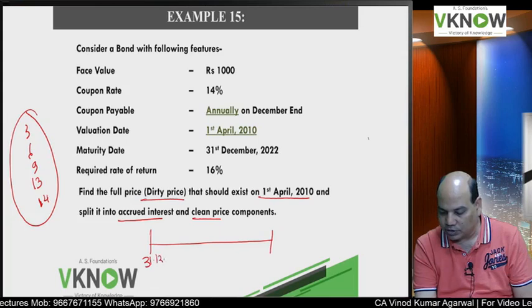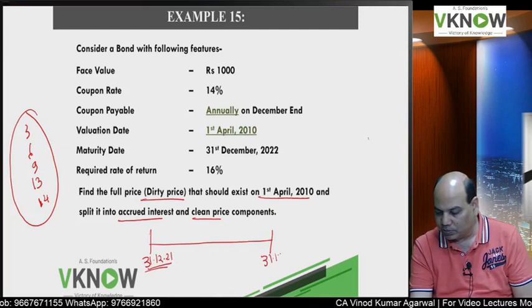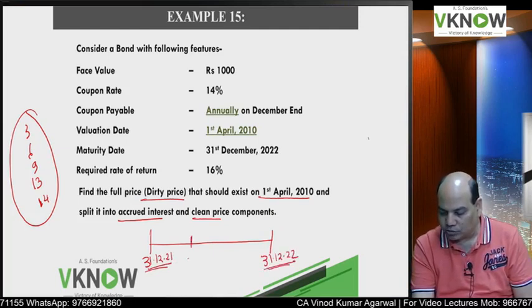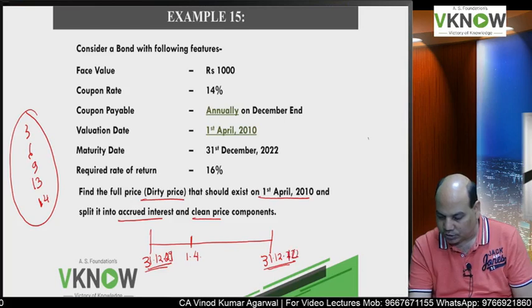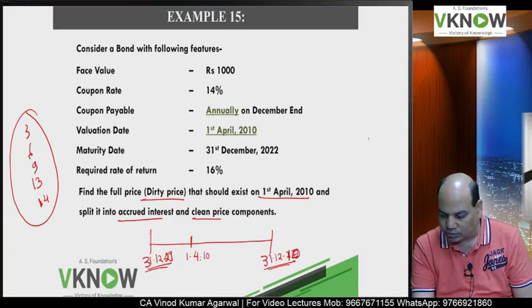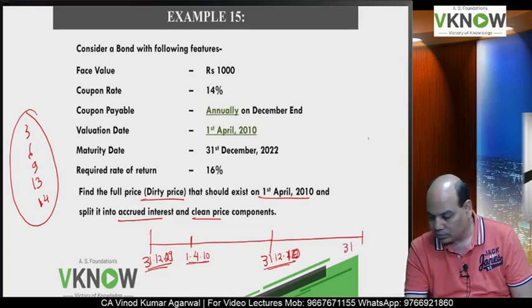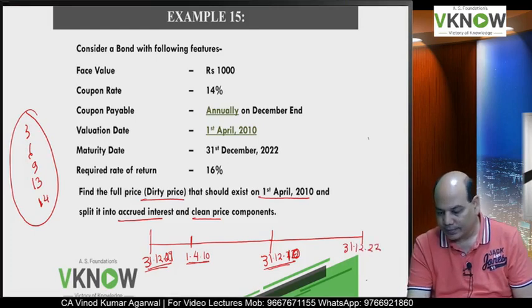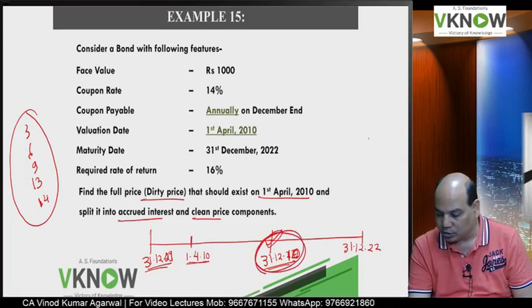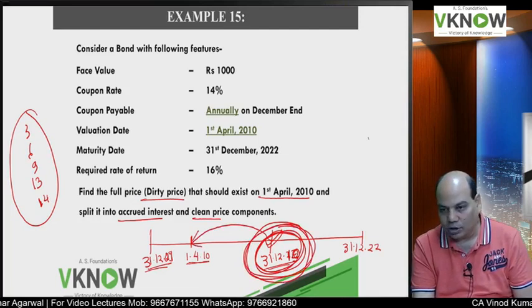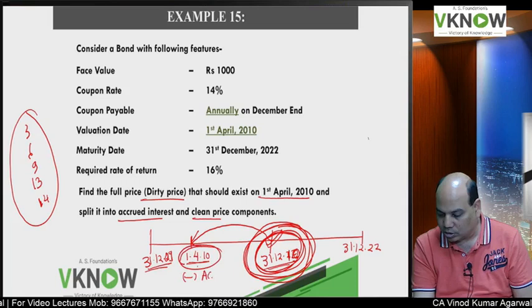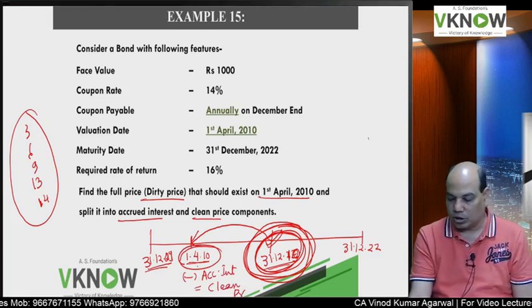Last interest was paid on 31st December 2009. Next interest will be paid on 31st December 2010, and you have to value on 1st April 2010, and this bond will mature on 31/12/22. So first we'll calculate the clean price on this date 31/12/10. Add interest for 1 year, you will get dirty price. Calculate the present value of dirty price on this date, minus accrued interest for 3 months, and you will get the clean price. Okay, so I am going to dictate this timeline to you.